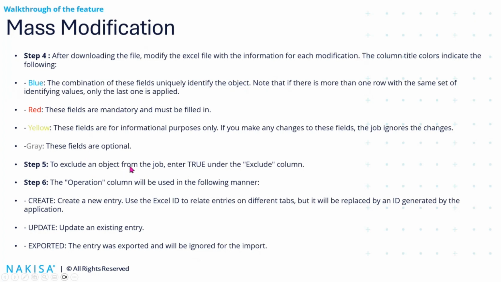Next, you have to include the true and exclude column, which I can show you in the Excel. If you include true, the mass modification will apply. If you include exclude, it can be in the Excel modification template, but it will not run the job on it. The operation means you have three different operations in the mass modification. You can create a new term, you can update an existing term, and ignored means it will be completely ignored when you run the import.